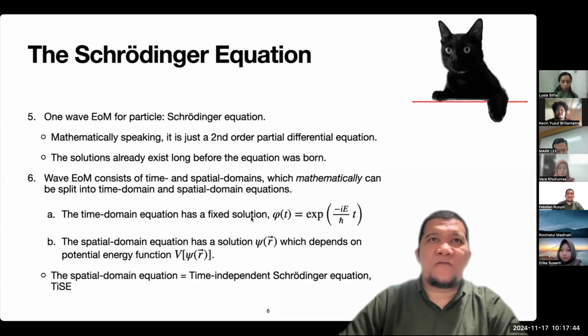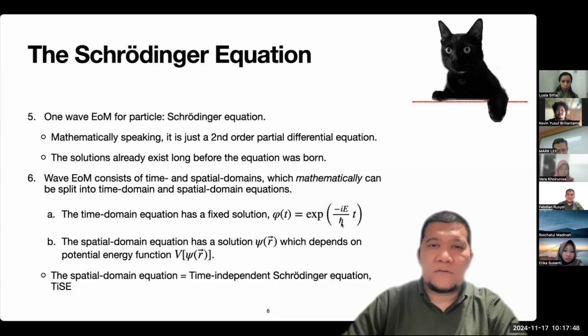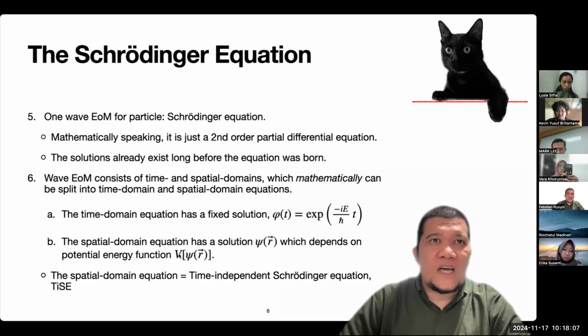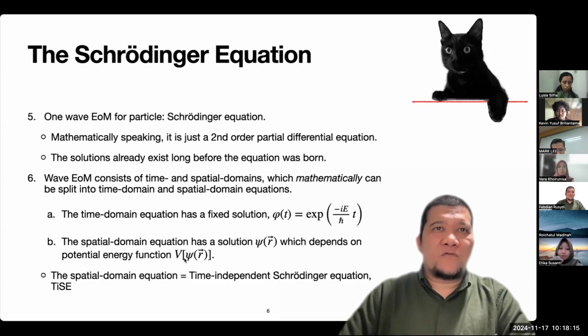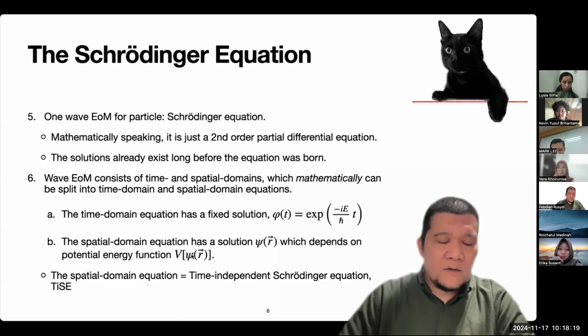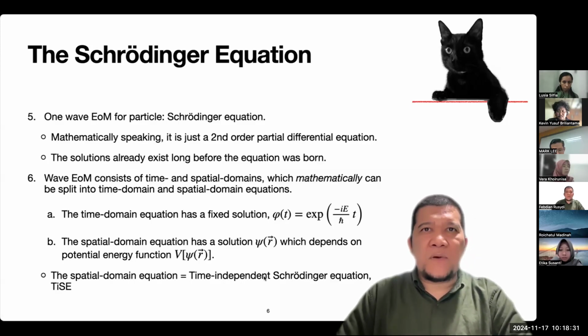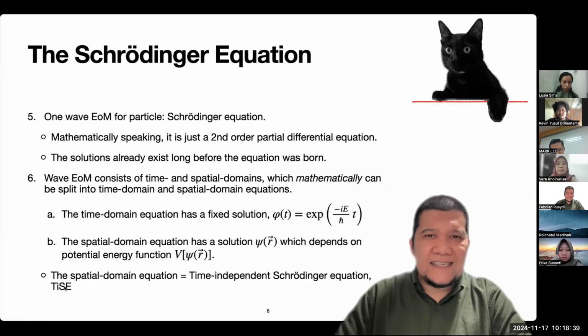The time domain equation has a fixed solution. This is the solution. It doesn't change. It is always like this. While the spatial domain equation has a solution ψ(r), which depends on the potential energy function. Now we have this kind of notation, function of function. We call it a functional. Potential is a function of the wave function, while the wave function is a function of position. Function of function, we call it a functional. The spatial domain equation is what we call the time-independent Schrodinger equation, or usually people abbreviate it as TISE. T-I-S-E. TISE.